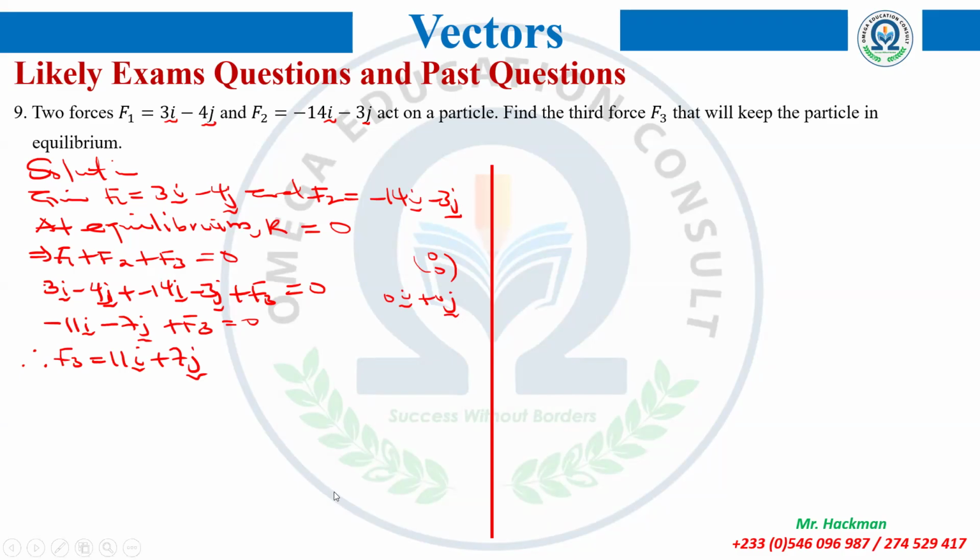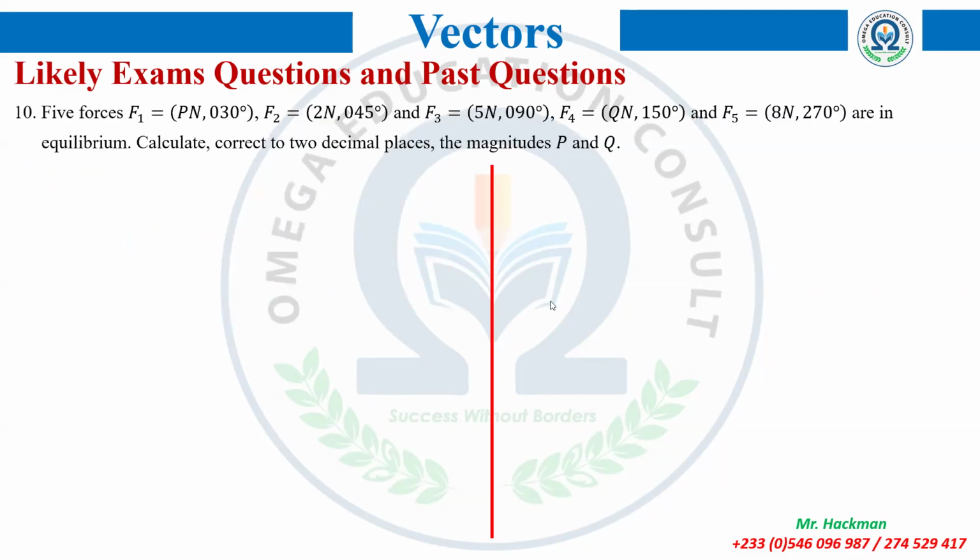Yes, okay, please. So that ushers us into this particular one. You take notes. I will ask you to try this one and maybe we'll discuss it. There are 5 forces, a lot of forces, but for 2 of them, you don't know the magnitude. But you are told that they are in equilibrium. And it says calculate, correct to 2 decimal places, the magnitudes of P and Q. So you are finding the value of P and the value of Q.